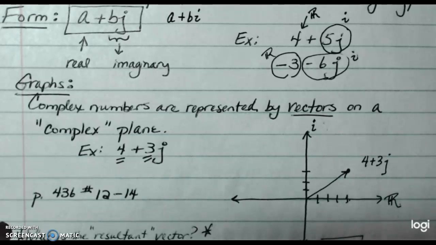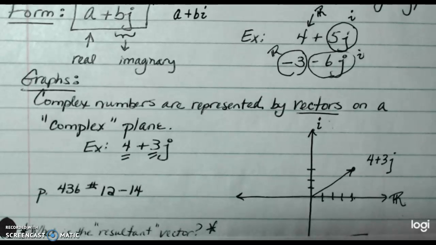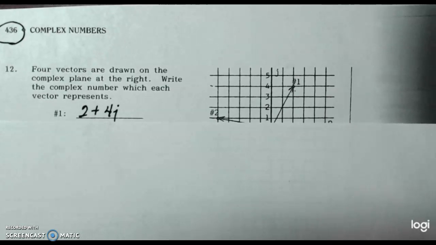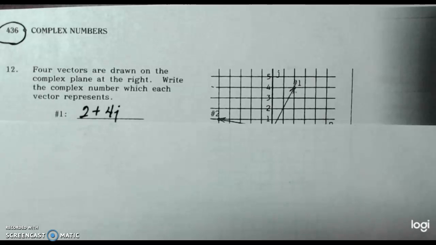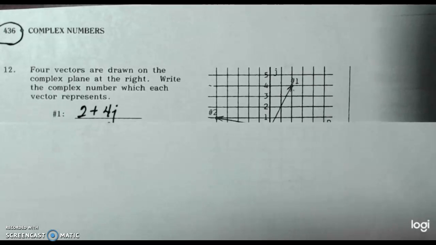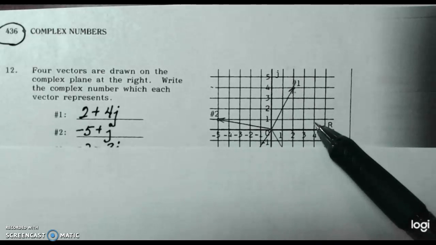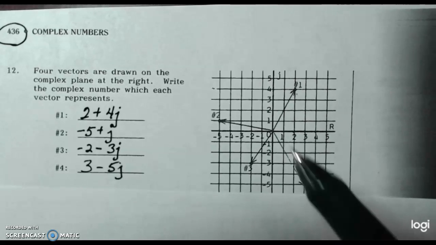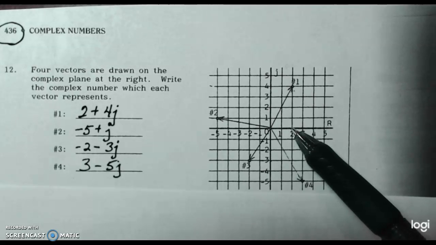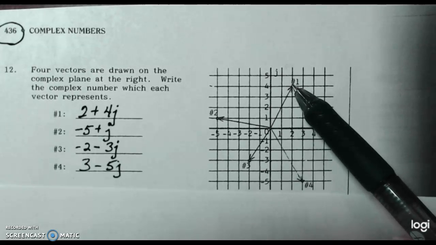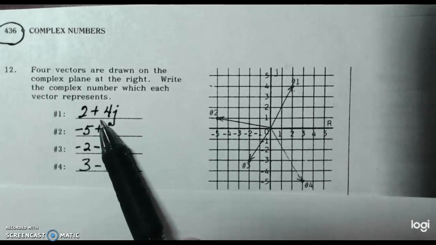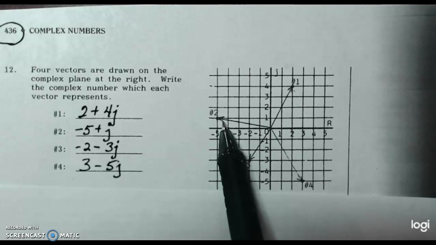I'm going to move on now to 12 through 14 from our textbook. That's page 436, 12 through 14. You might want to make sure that you can do each of the subparts. I'm going to just talk about a couple of the subparts. Here they showed us vector number 1 in the imaginary coordinate system, and we can pull off the real component of 2 and the imaginary coefficient of 4 and write the value as 2 plus 4j or 2 plus 4i. You can have negative values as well.